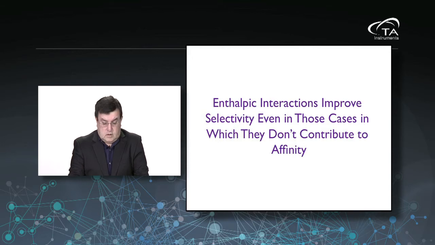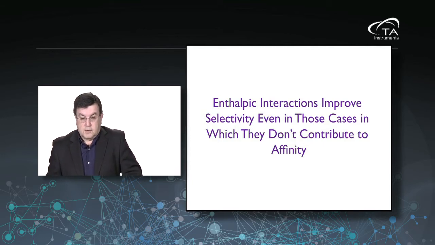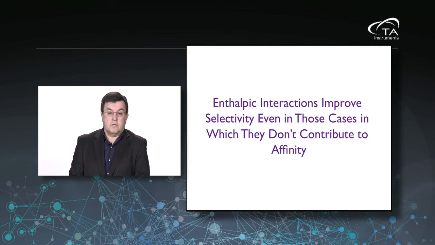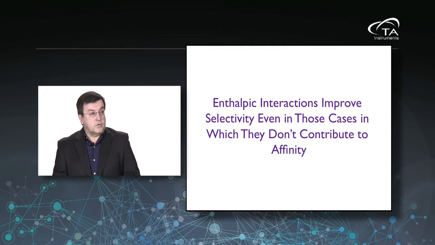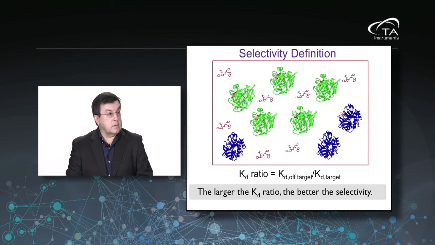Now, let's talk a little bit about selectivity. And what we want to prove is that compounds that were enthalpically optimized or that evolved as best-in-class by enthalpic optimization, like the protease inhibitors and the statins, not only have much higher affinity, but better selectivity. Because enthalpic interactions improve selectivity even in those cases in which they don't contribute to affinity. And I'll give you some examples.